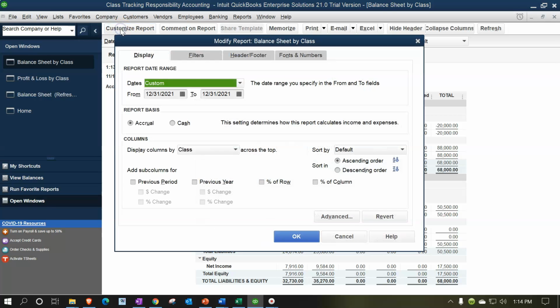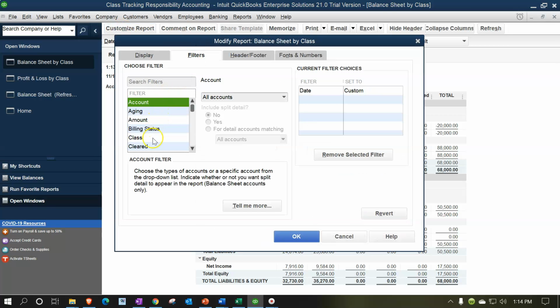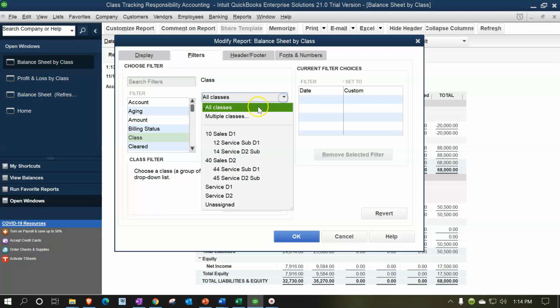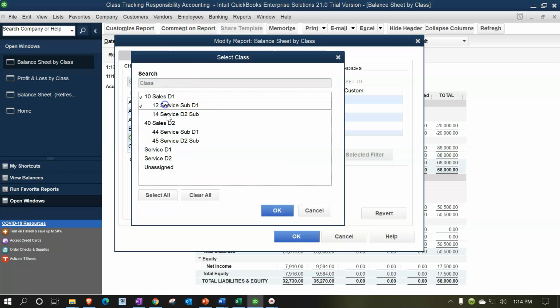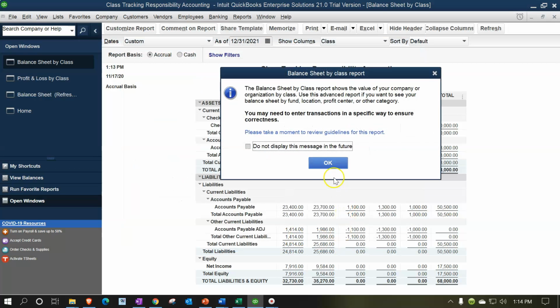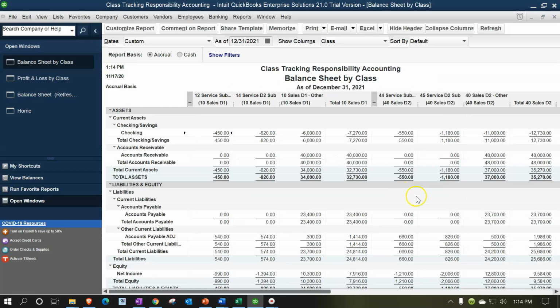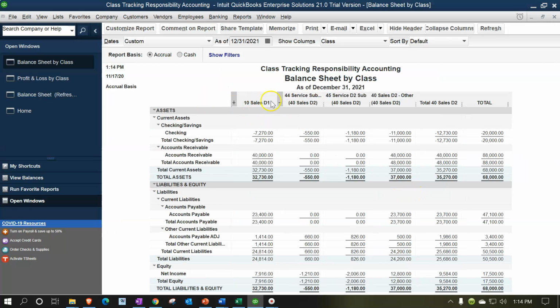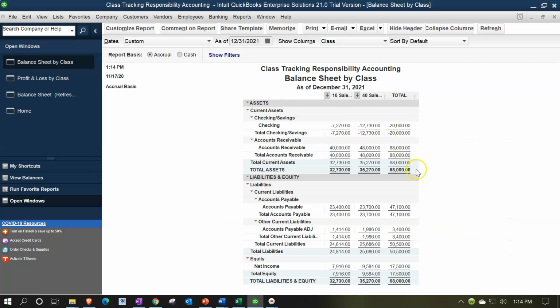I could say customize up top, go to the filters and filter by class. Drop down multiple classes. I'd like this one, this one, this one, this one, this one, and this one. I don't want these three because now they're zero. I've looked at it, I've worked them out. We're going to say okay and okay. Then we get our class, and I can collapse these items. And so now we have our nice breakout of those two line items, and then the total broken out here. Once again, the totals of the equity section, the 7916, the 9584.